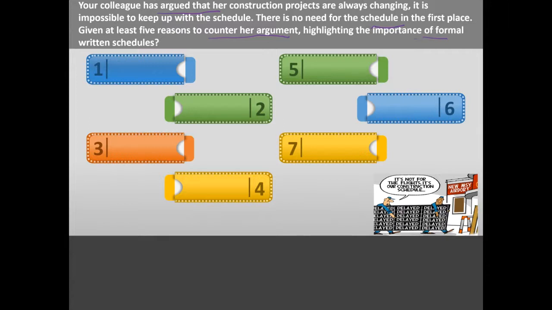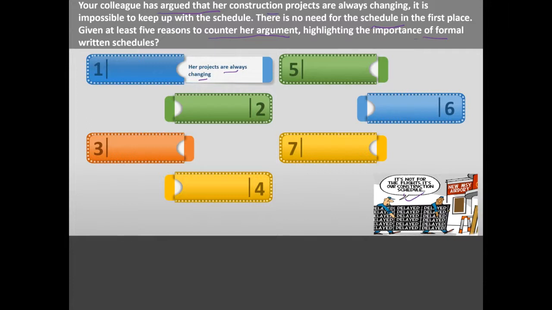So it looks like a very disgruntled construction manager whose schedules are always changing, and she is arguing that there is no need for a formal written schedule. So there are delays, and all the activities are not getting back on time. So what are the reasons to highlight the importance? The very reason that the projects are getting delayed highlights the importance of formal schedules, right?